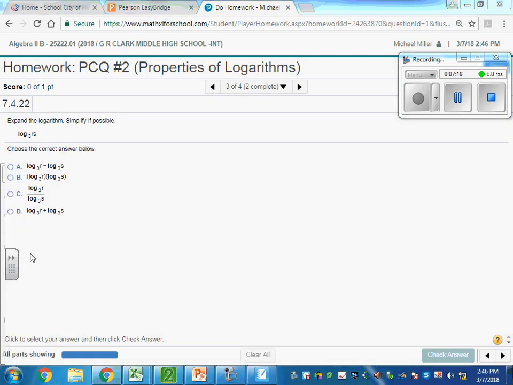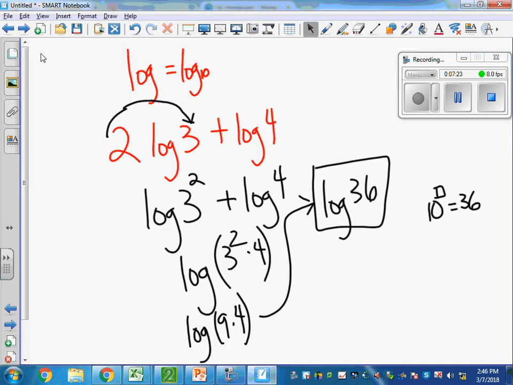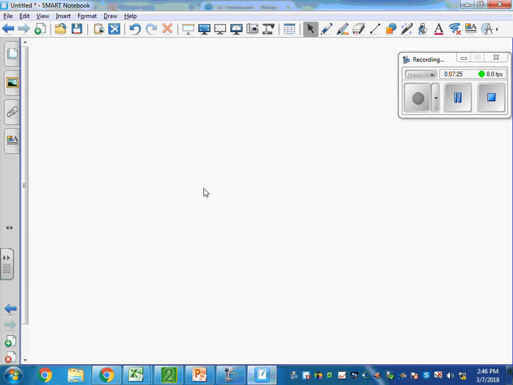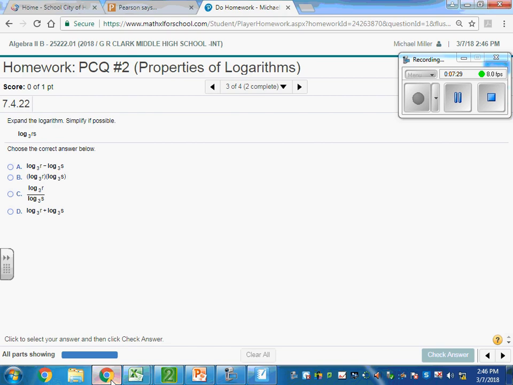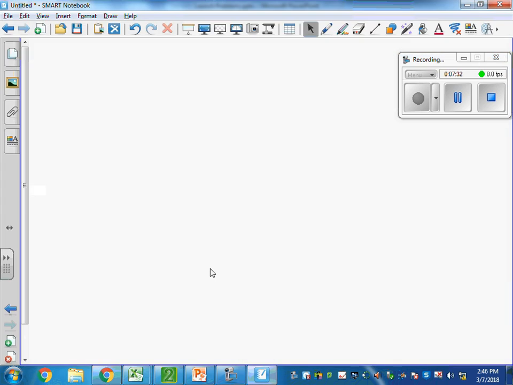All right, so now they're throwing letters at us. You know what, guys? Don't let that scare you. It's not a big deal. Log base 3 of RS. The R and the S, those are just representing numbers. No big deal. So let's see, what do we get here? Log base 3 RS. And this one we want to expand.